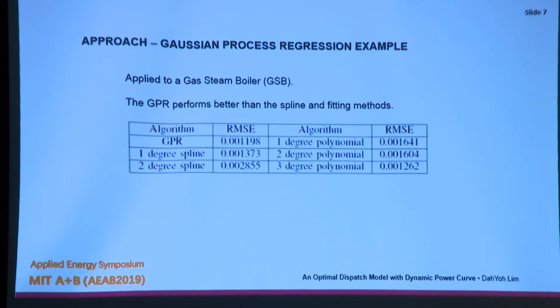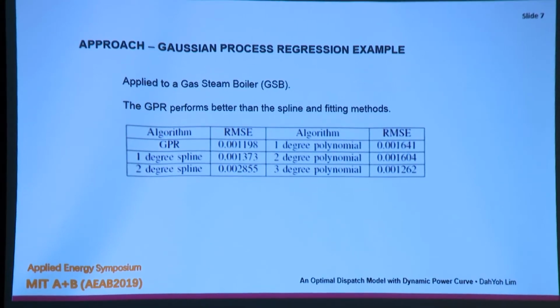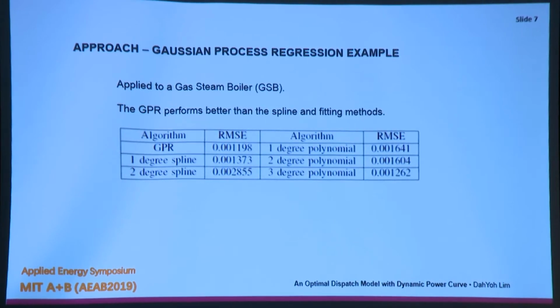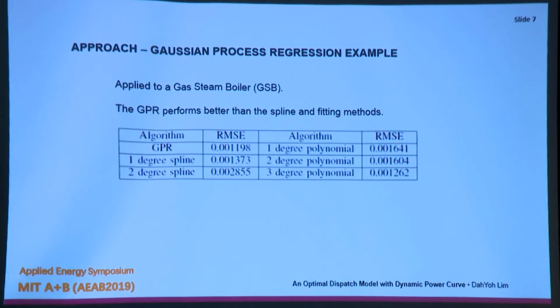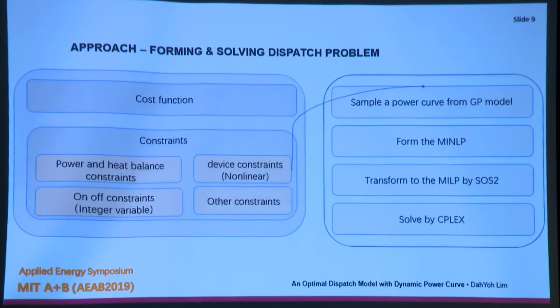So here's an example, applied to a gas steam boiler. This is actual data of one of our integrated energy stations. And you can see that the Gaussian process regression achieves the lowest root mean square error. And here's the 95% confidence interval I was talking about. So stochasticity, uncertainty is naturally built into the model.